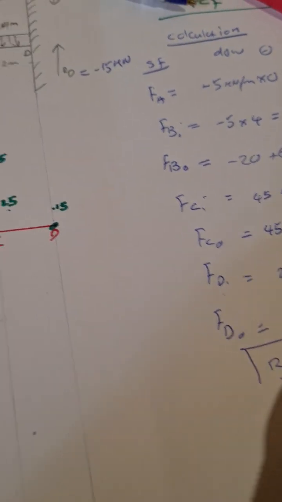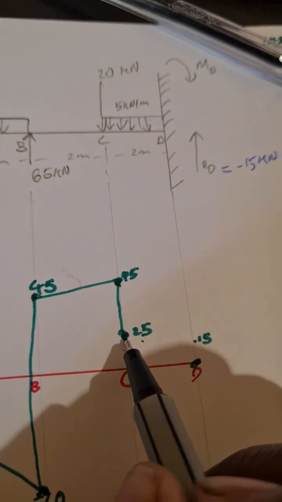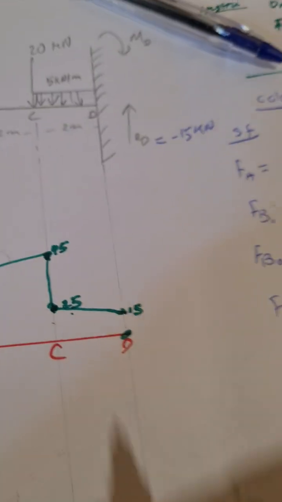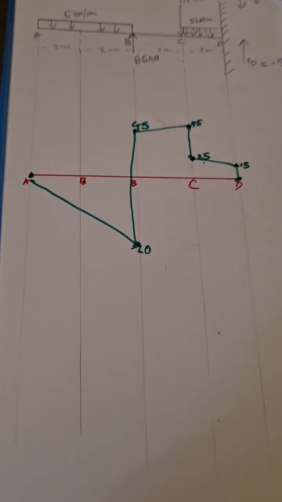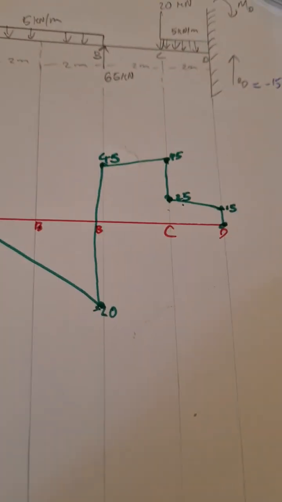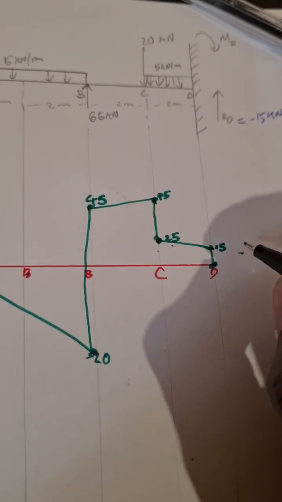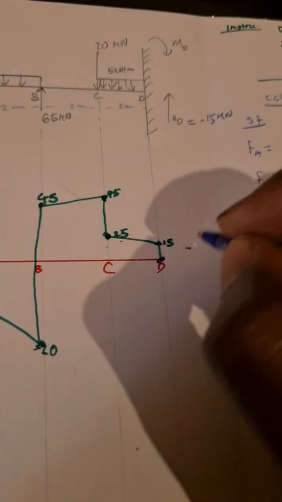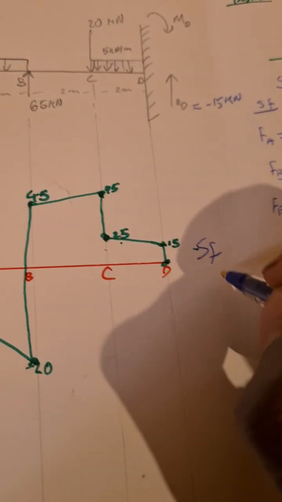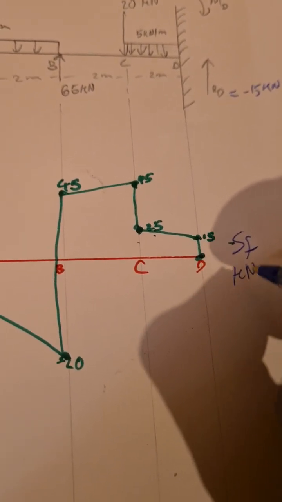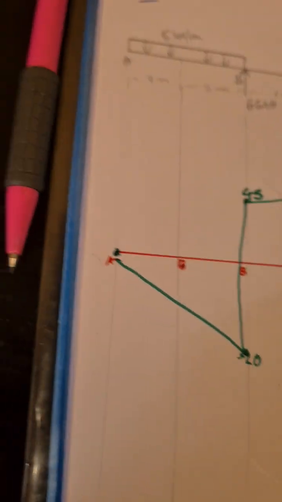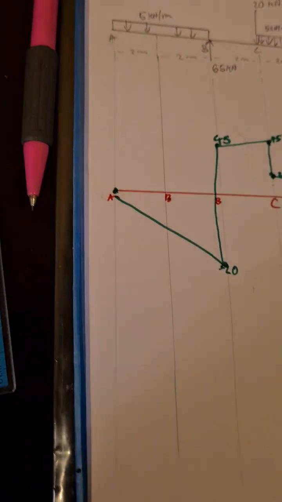And then at D, the initial one, it's what? 15. We go from 25 to 15. And then we go down. Right? So then you write. So this is a shear force diagram. Unit kilonewton. We have something like this.